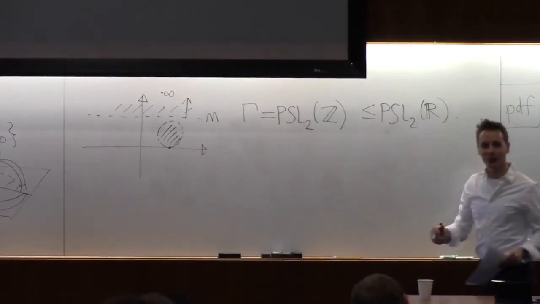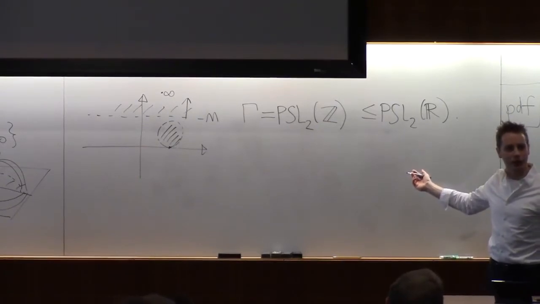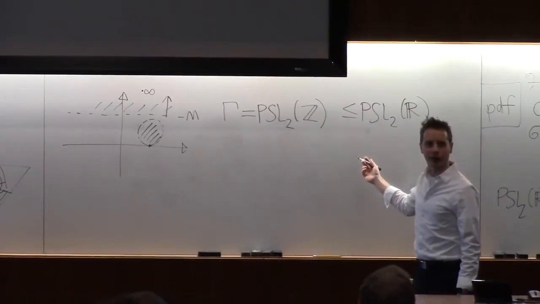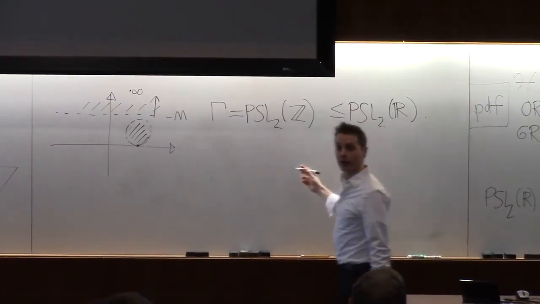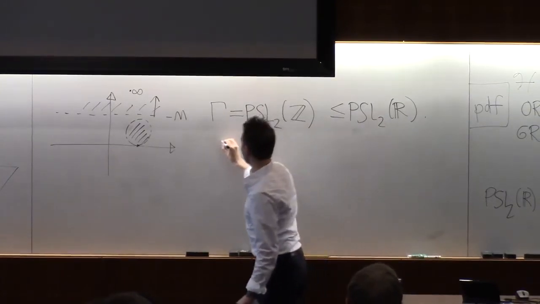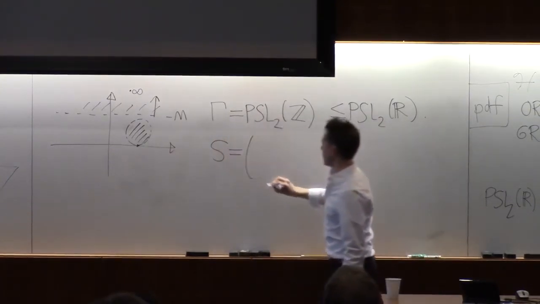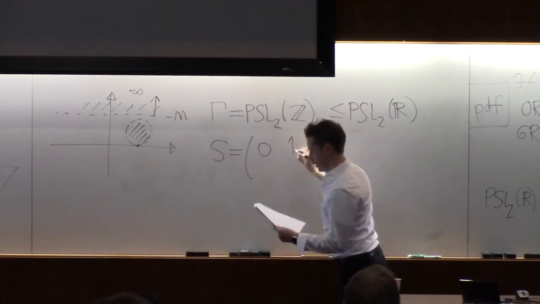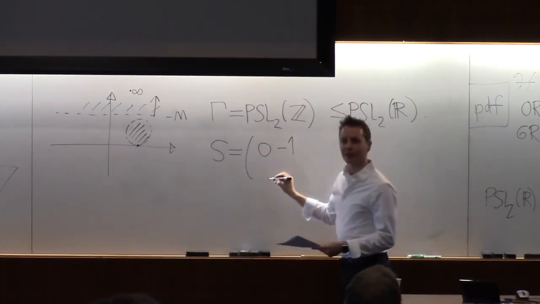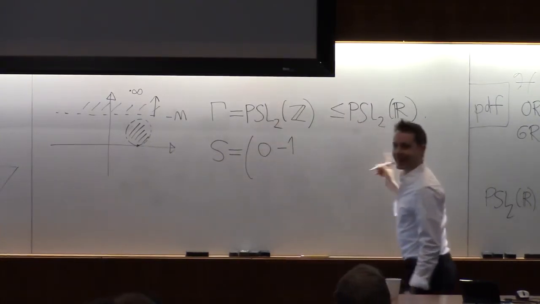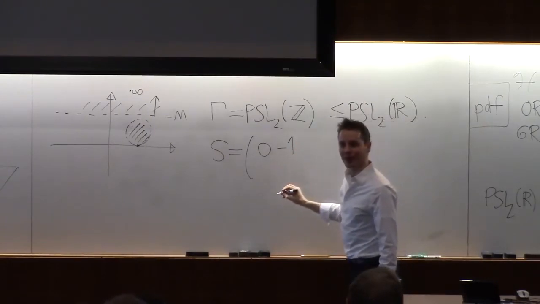How do you make that? You look for generators of this group. There's a nice set of generators, called S and T. What are S and T? S equals (0, 1; negative 1, 0), or (0, negative 1; 1, 0). I don't know, does it matter? Inside PSL2Z, it doesn't matter.